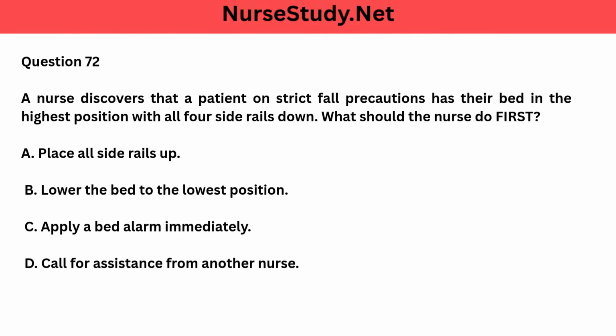Question 72. A nurse discovers that a patient on strict fall precautions has their bed in the highest position with all 4 side rails down. What should the nurse do first? A. Place all side rails up. B. Lower the bed to the lowest position. C. Apply a bed alarm immediately. D. Call for assistance from another nurse.